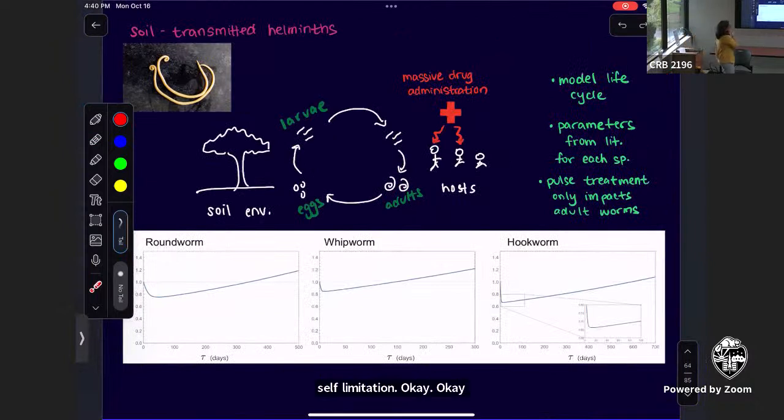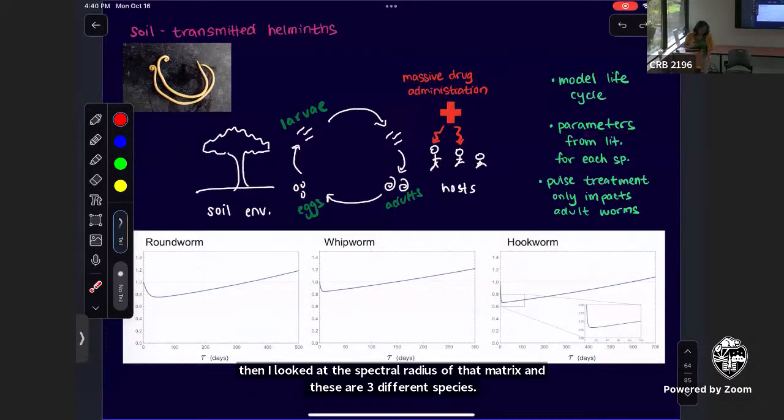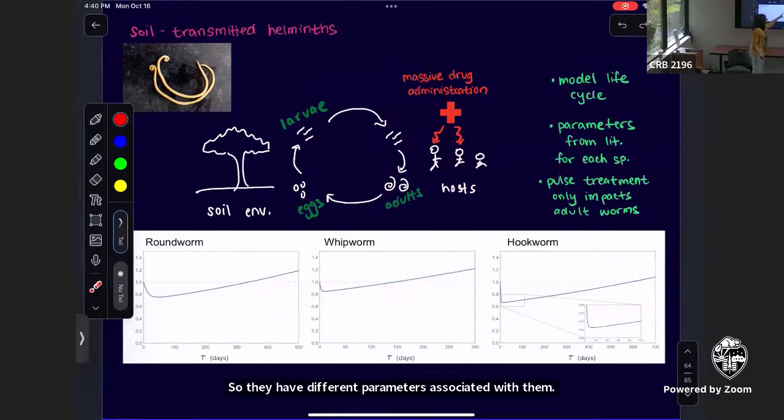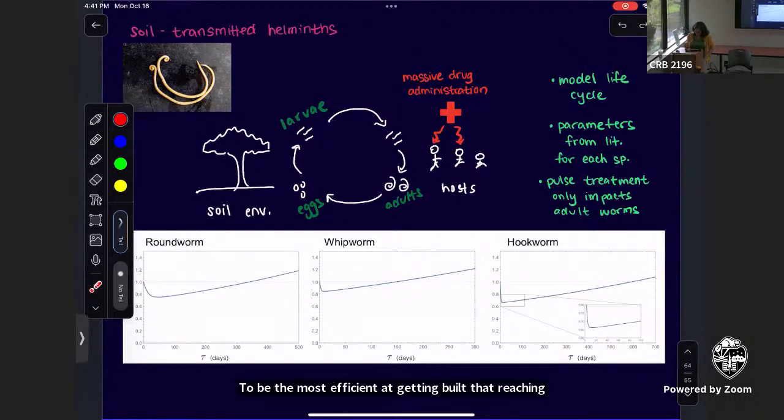So we took those theoretical results, and I looked at a very simple model of the life cycle of the soil transmitted helminths and took parameters from the literature about how fast they transition between these stages. And I looked at the spectral radius. Here the pulse only impacts the adult worms. These are three different species of helminths, so they have different parameters associated with them. But you can see this pattern of there being an optimal time or period to treat to be the most efficient at reaching the elimination targets for these populations.